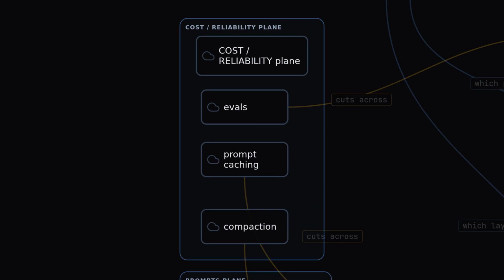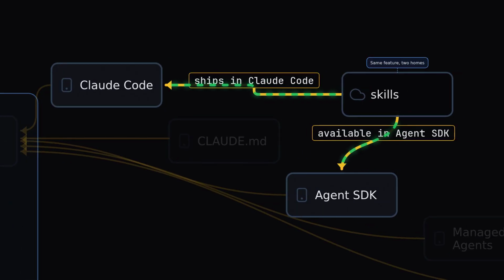That's the full grid. A few features live in 2 places. Skills are 1. They ship as a feature of Claude Code at L4, but they're also available in the Agent SDK at L3, where you call them programmatically. Same feature, 2 homes. That's fine. Just name both.